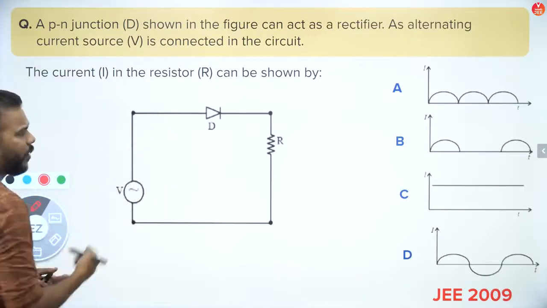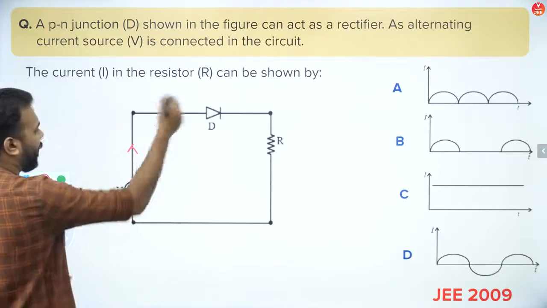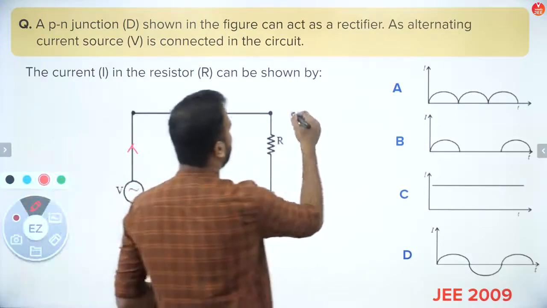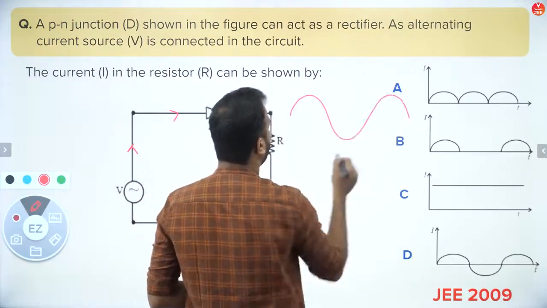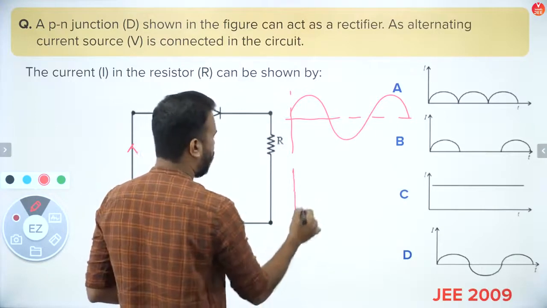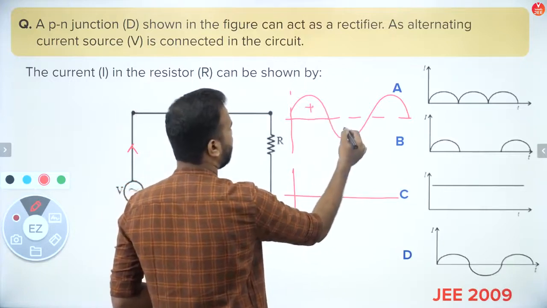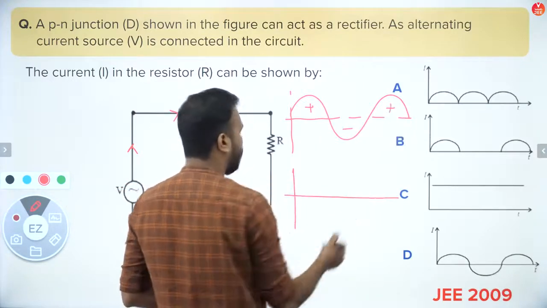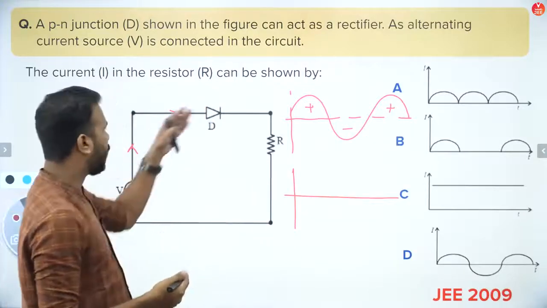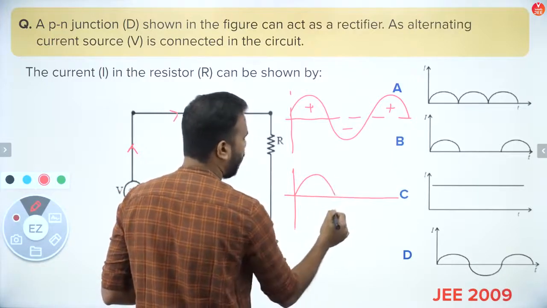Whenever the current is moving in this way, say this is the positive cycle of the AC. So for the positive cycle of AC, let me just draw an AC cycle here for you guys. Okay, so this is our input cycle of the voltage, and if we talk about the current cycle, say this is the forward biased case, this is the reverse biased case. In this case, we know that the diode will be forward biased when the current is flowing in this manner, so it will let the current pass through it. So this is what will be the output.